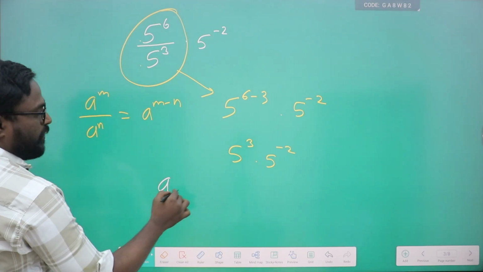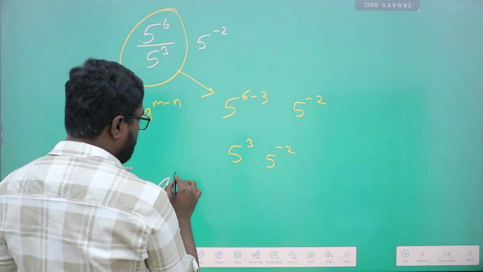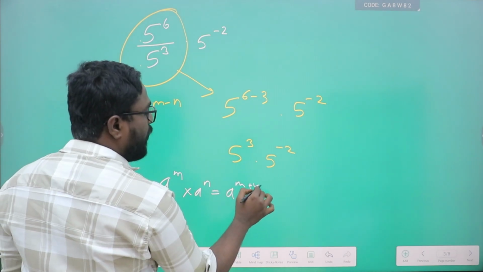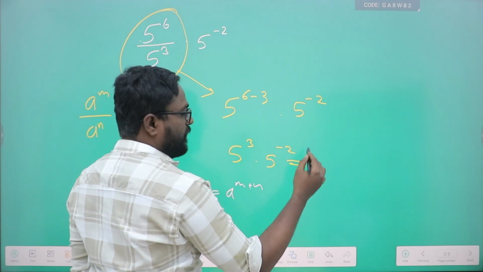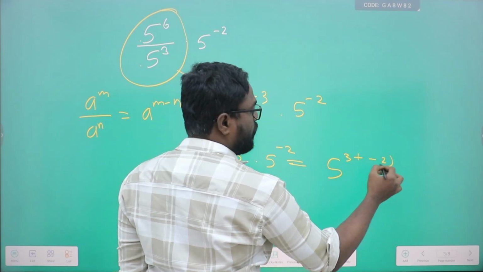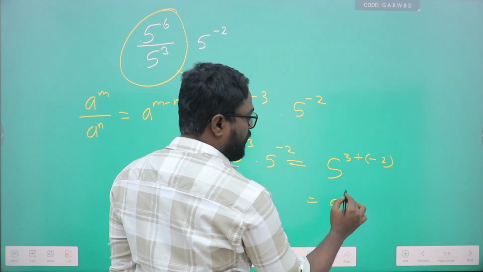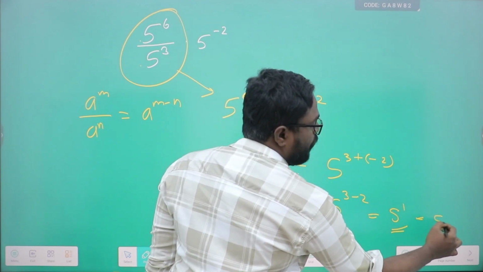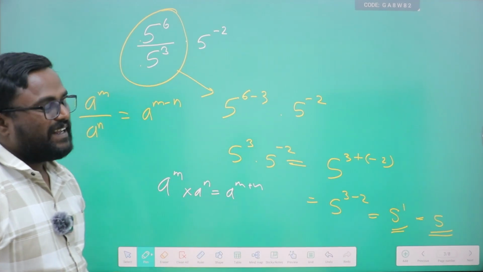I'll apply this law now because the bases are same, powers are different: a to the power m times a to the power n. What do I get? A to the power m plus n. So I will solve it this way: 5 to the power 3 plus negative 2. So in order, what we are going to have? 3 minus 2, which is nothing but 5 to the power 1, which is nothing but 5. So 5 is our answer.